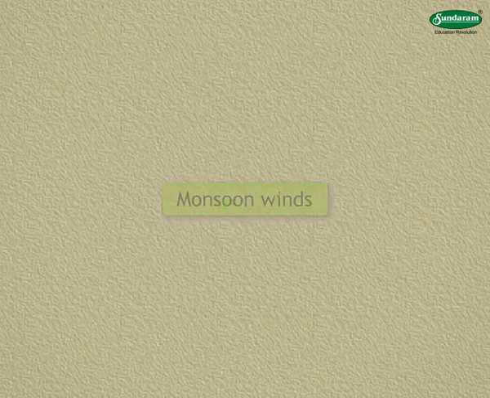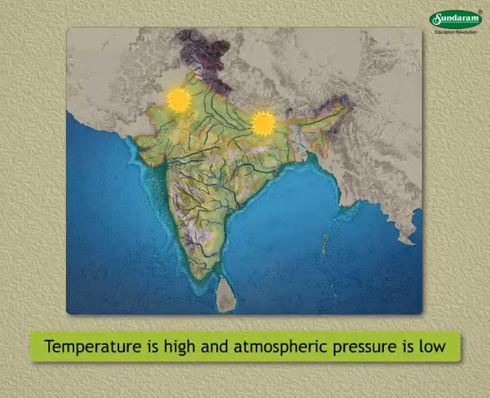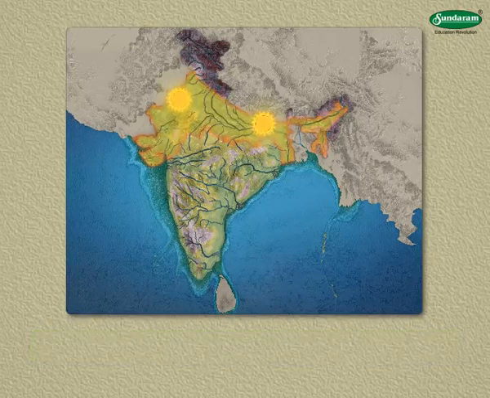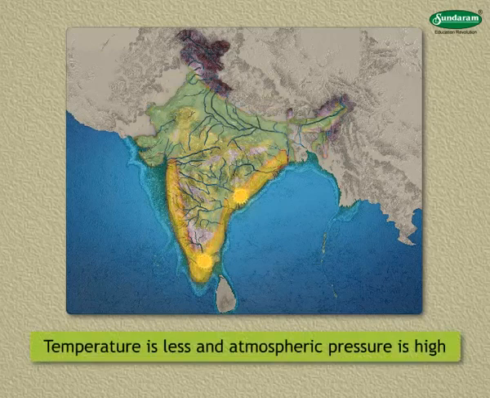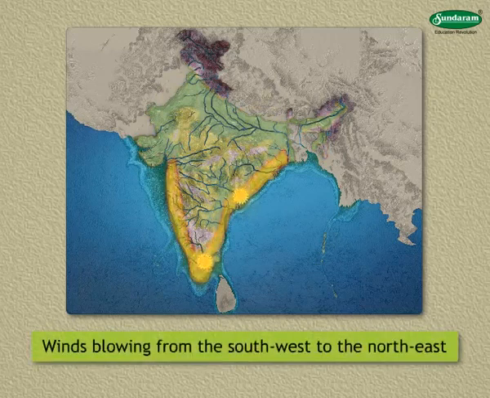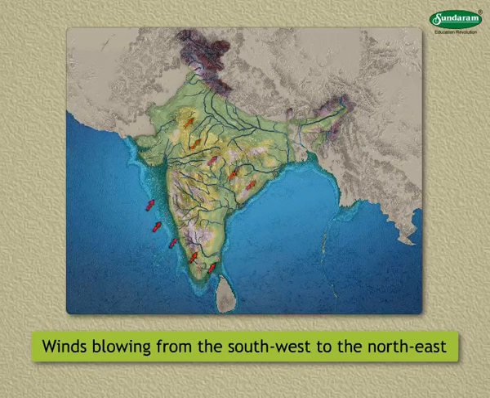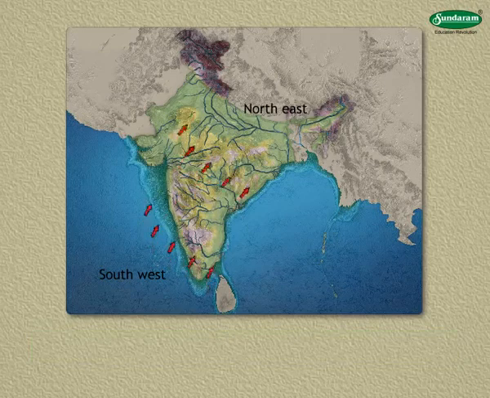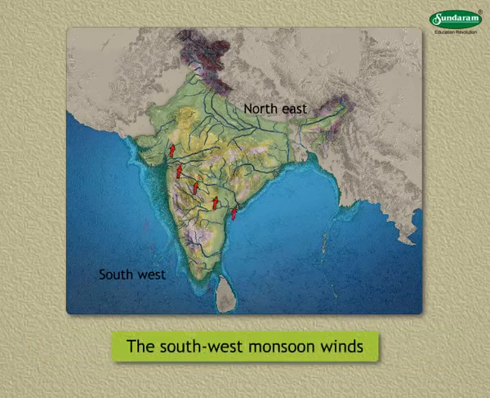In summer, the temperature in the northern and northwestern parts of India is high, and so the atmospheric pressure is low. At the same time, the temperature on the ocean to the south is less, and so the atmospheric pressure is greater. Winds blow from this oceanic region of greater pressure to the land region of low pressure, that is, from the southwest to the northeast. They are known as the southwest monsoon winds.